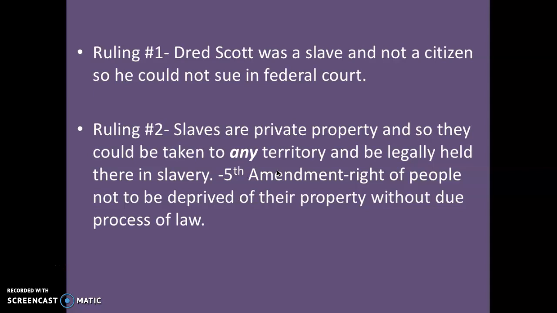They also ruled that slaves are private property, so they can be taken to any territory and legally held there using the Fifth Amendment right that there's a right for people not to be deprived of their property without due process of law. And so they were arguing that no matter where his owner went, he could be held in slavery.